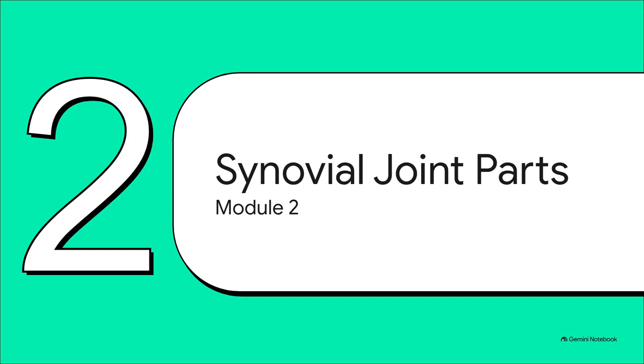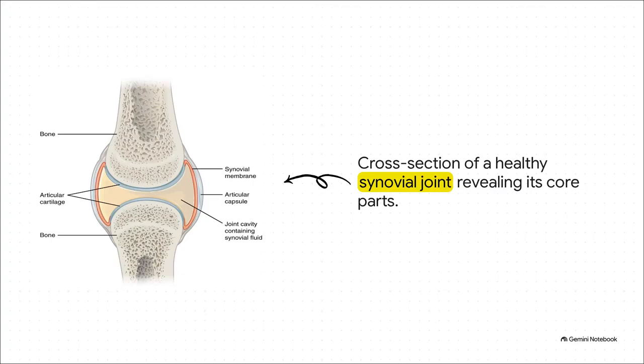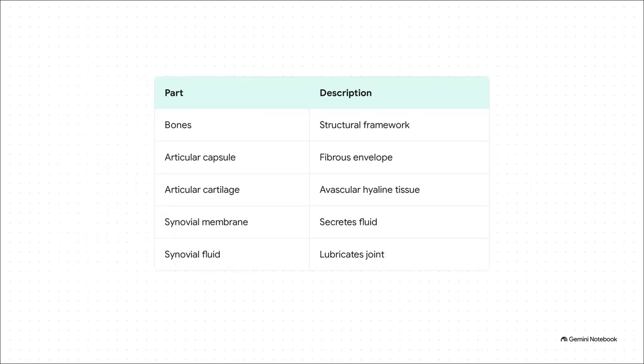Moving right along to Module 2, Synovial Joint Anatomical Components. Take a look at this cross-section of a healthy synovial joint. Notice the articulating bones at the top and bottom. Those are what provide the leverage. Between them, you can clearly see the boundary of the articular capsule wrapping the joint, and right there in the middle, that's the joint cavity, completely filled with specialized synovial fluid. Let's methodically break down these 5 core parts, piece by piece.